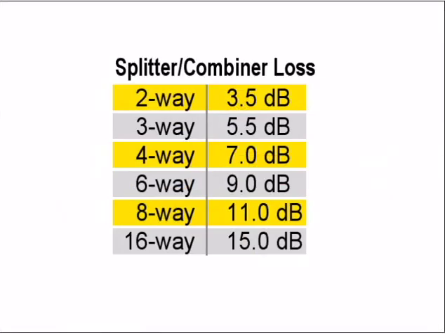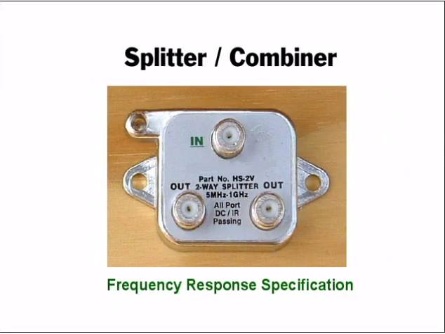This chart shows the typical loss for a 2 through 16-way splitter combiner. Splitters also have a frequency range specification over which they operate. This can range from as little as 5 to 54 MHz to 5 to 1000 MHz. Carefully check the specs before buying.